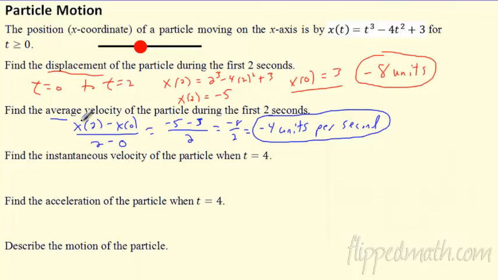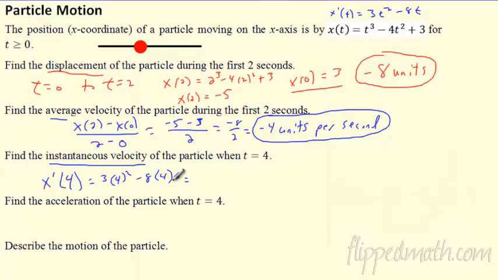So that's average velocity. How's that different than instantaneous velocity? Well, now I want to know how fast is it going at that exact moment in time. So anytime I want to do that, I'm going to do x prime of 4. And that's great. So what is the derivative? Let's put the derivative up here. So we got x prime. And the derivative is just going to be 3t squared minus 8t, and that 3 is gone. So plug your 4 in there. We're looking at 3 times 4 squared minus 8 times 4.